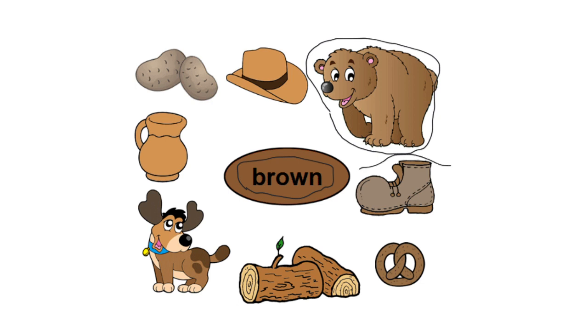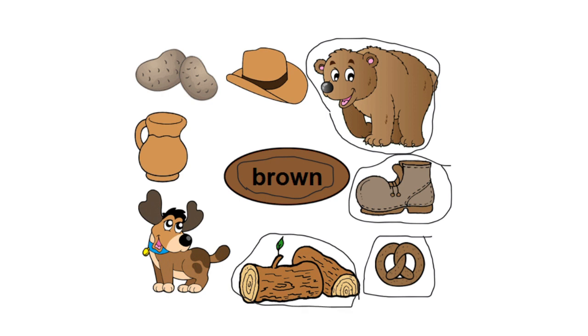Take a look at this shoe. What's the color of this shoe? It is brown. What about the pretzel that we have here? It is also brown. Look at the tree logs. What is the color of the tree log? It is brown.